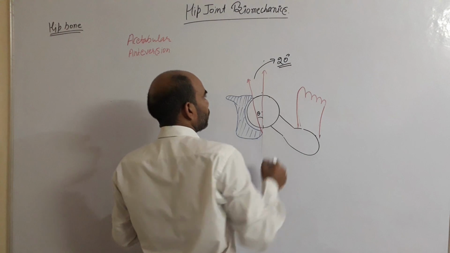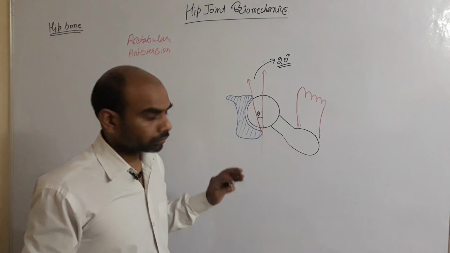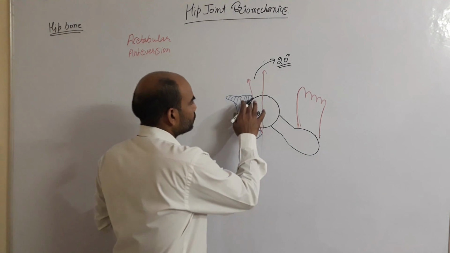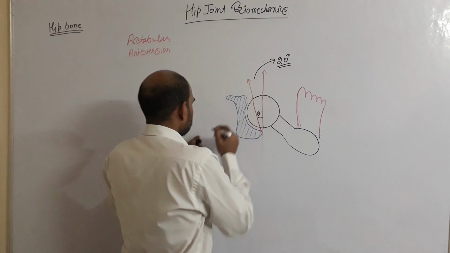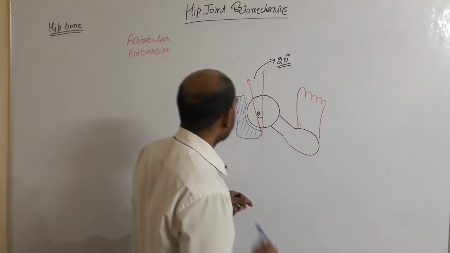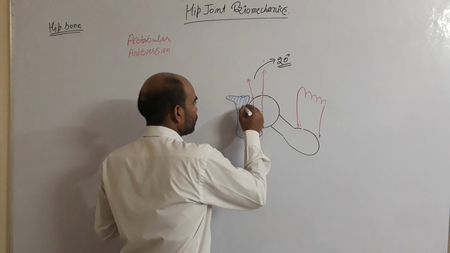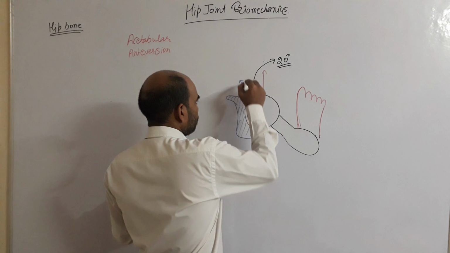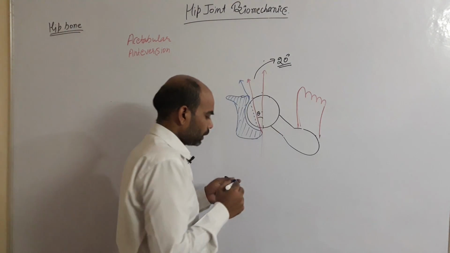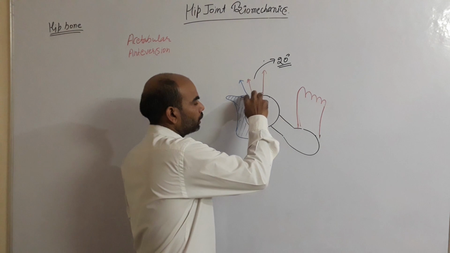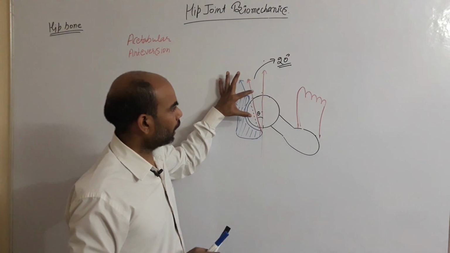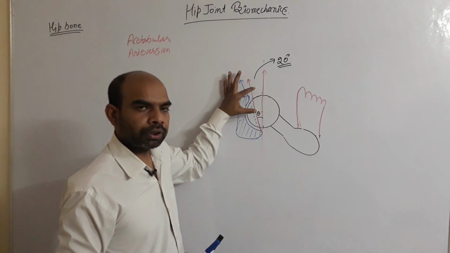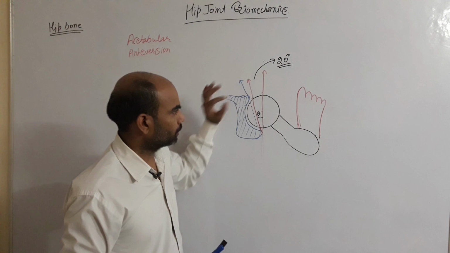If this angle is pathologically increased, the head is less covered. When this angle is increased, the acetabular surface covering the head of the femur is reduced, so it increases the chances of hip joint dislocation in the anterior direction.